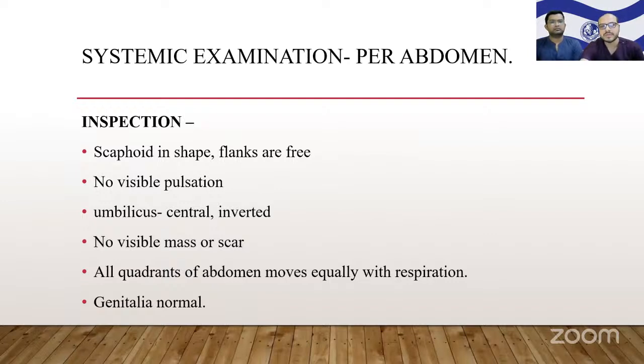Coming to systemic examination, per abdomen. On inspection, the abdomen was scaphoid in shape, the flanks were free, no visible pulsations. Umbilicus was central and inverted, no visible mass or stars noted. All quadrants of abdomen move equally with respiration, and genitalia was normal.